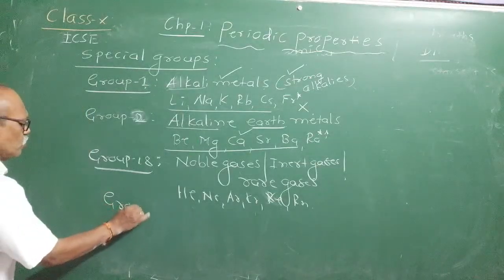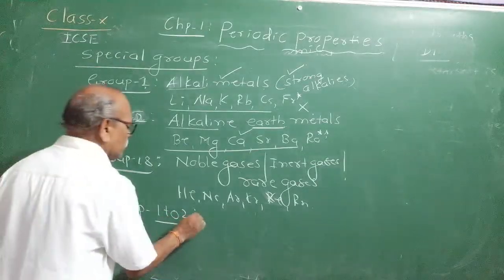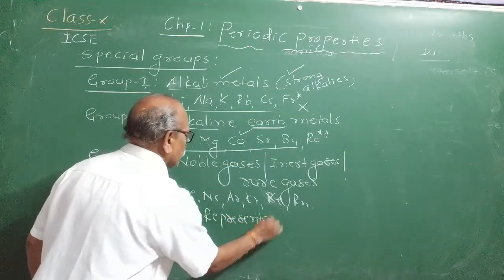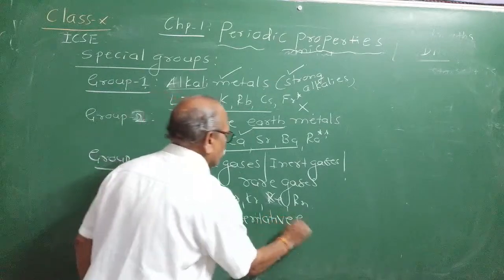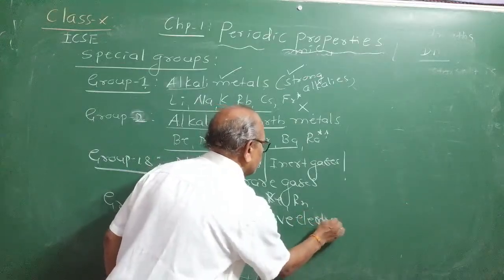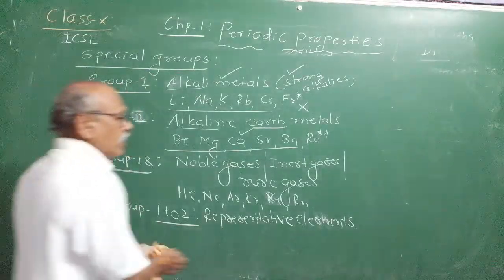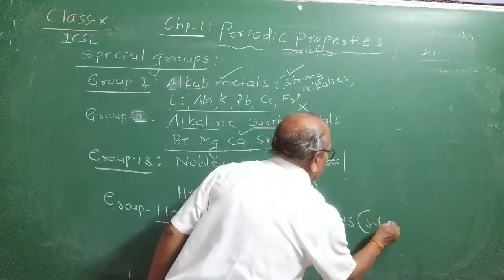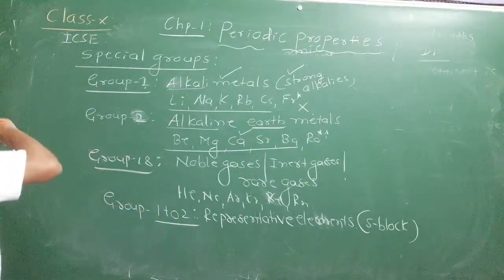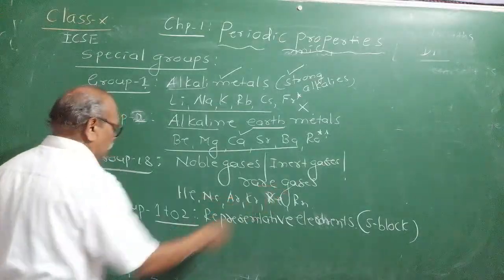Then groups 1 and 2 are called representative elements. Remember, representative elements. Note down some of these facts about groups. Later in 11th standard you will learn that they are S block elements. Again in PUC 1 the periodic table study will continue, and there you will learn that groups 1 and 2 are called S block.